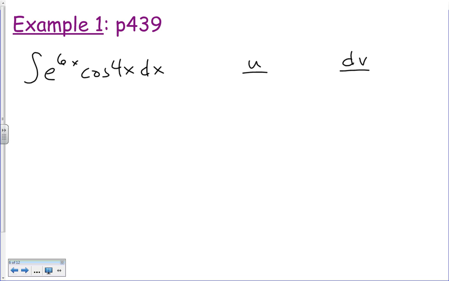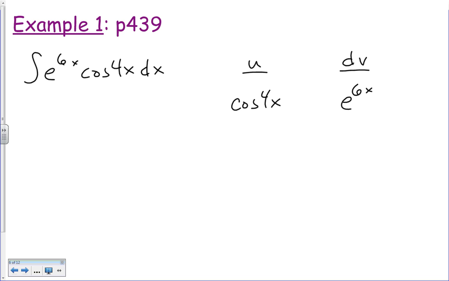And I've got to pick something for dv every time that I can integrate. I can integrate an exponential function and I can integrate a cosine function. So I'm set with either one. Doesn't matter which one you pick. However, I'm going to pick e to the 6x as being the dv, and I'm going to pick the cosine of 4x as being the u.